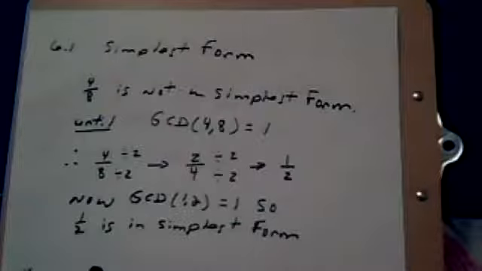But even then, you could still divide the 2 by a 2 and the 4 by a 2, so you keep going until you get 1/2. Now you can't divide the 1 or the 2. You could only divide them by a 1. So you reached the GCD of 1 and 2 equals 1. So 1/2 is the simplest form.